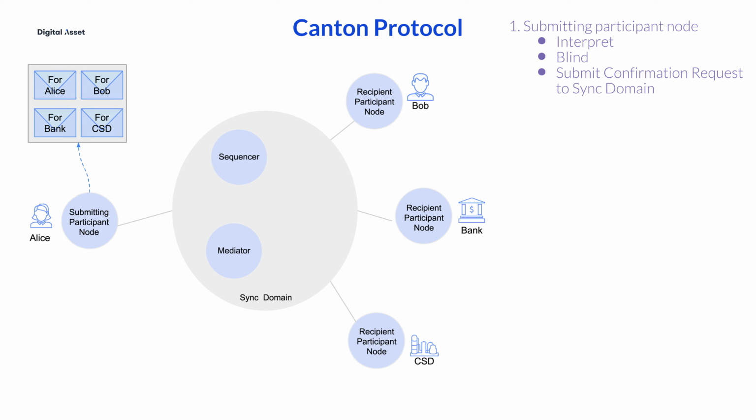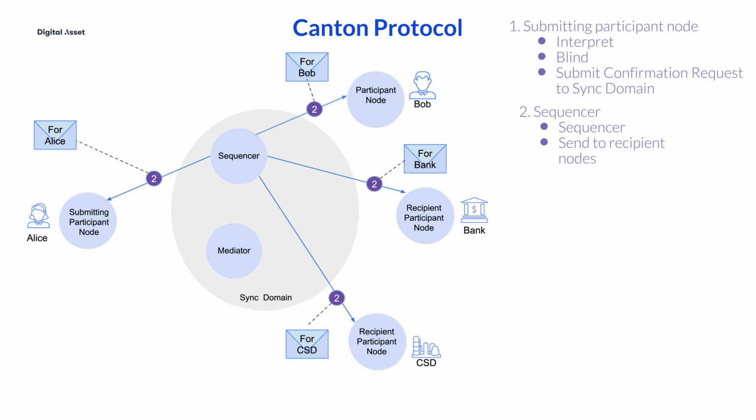It then decomposes the transaction into subtransactions and creates a view tree. Once validated, the participant node blinds the decomposed views by encrypting them using the recipient party's public keys, then submits these encrypted views to the sync domain. This way, only the intended parties can read their views. The bundle of views submitted to the sync domain is called a confirmation request, as the submitting node is seeking confirmation from all the parties involved before committing this transaction.